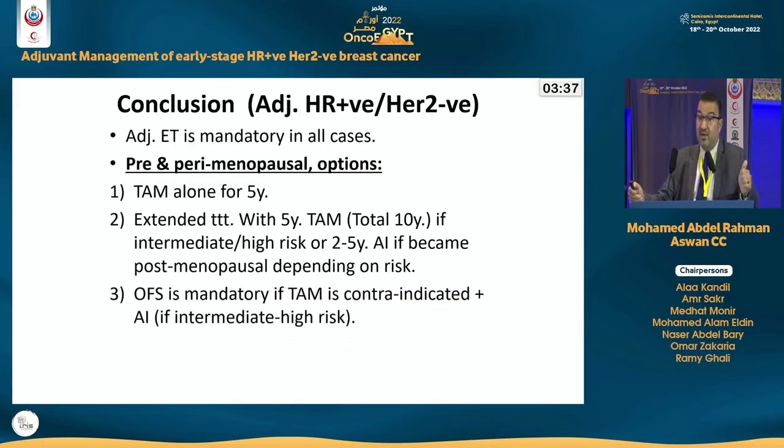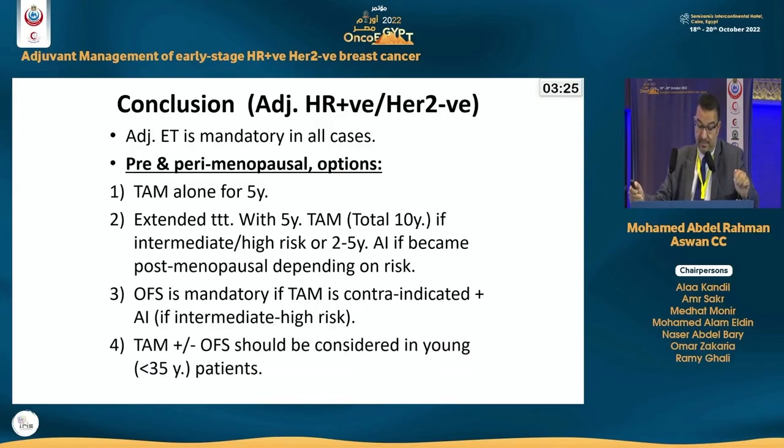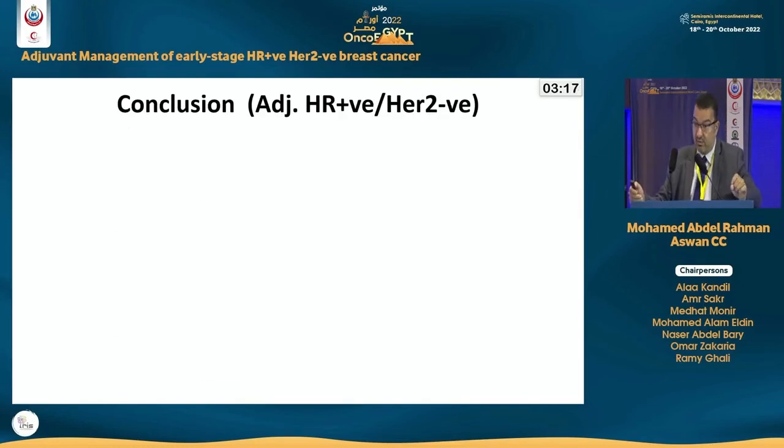Ovarian function suppression is mandatory whenever TAM is contraindicated. And you can add an aromatase inhibitor, better than TAM, to ovarian function suppression if the patient is intermediate or high risk. TAM plus or minus ovarian function suppression should be considered in young patients, especially less than 40 or 35 years old. This is according to the ASCO recommendation.